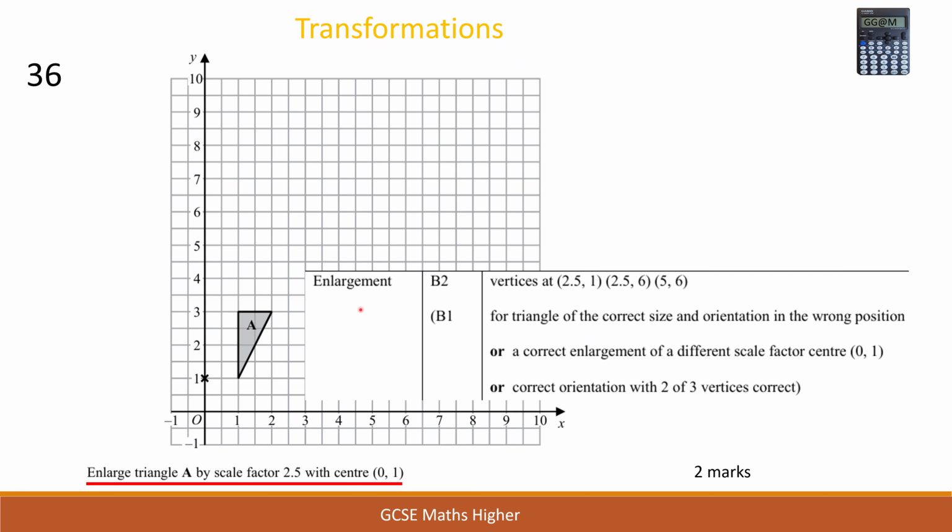So you should have done an enlargement. B1 means you don't need to do a method. You can just write down your answer. For the vertices of the corners, which should be at the point (2.5, 1), which is the one we talked about, (2.5, 6), which is the second one we talked about, and you had to work out the third one, which was (5, 6). So make sure you've got your coordinates correct. Give yourself a big tick if you got it correct. Comment below to let me know how you found this.